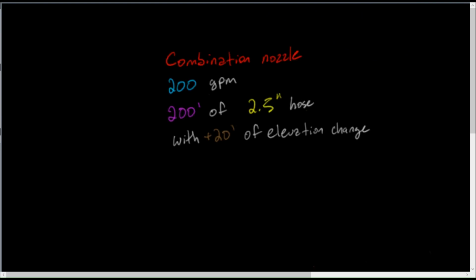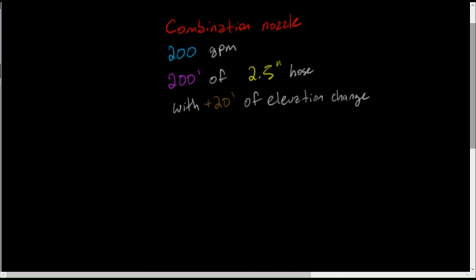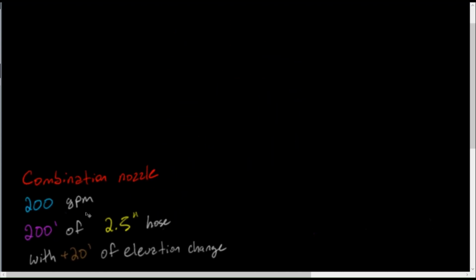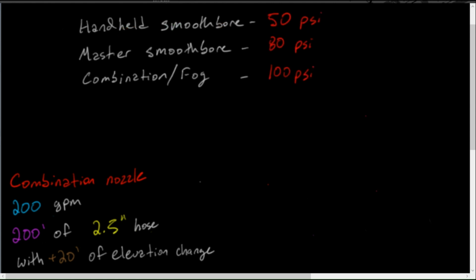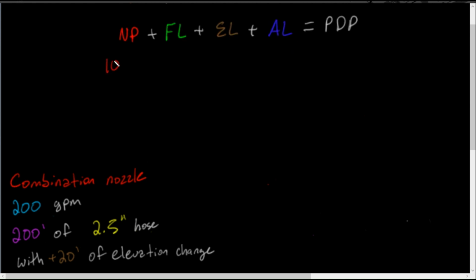Now that we understand the building blocks of pump discharge pressure, let's use this example. Using a combination nozzle at 200 gallons per minute with 200 feet of 2.5-inch hose and an elevation gain of 20 feet. First, we need to look at our nozzle pressure. Given that we have a combination nozzle, we're going to use 100 psi. So 100, where NP was.